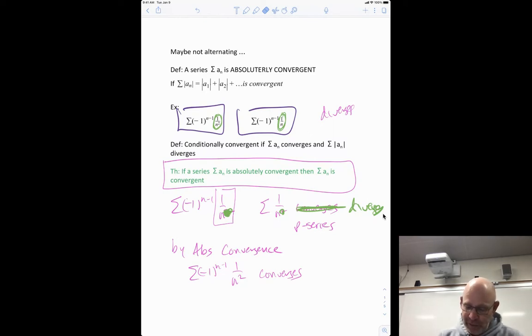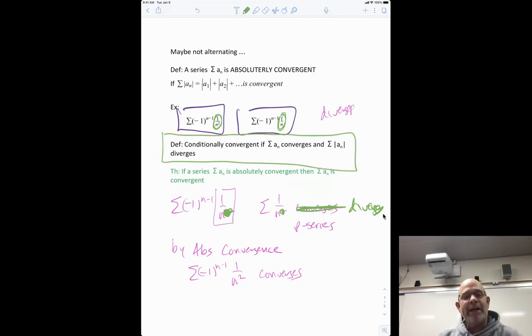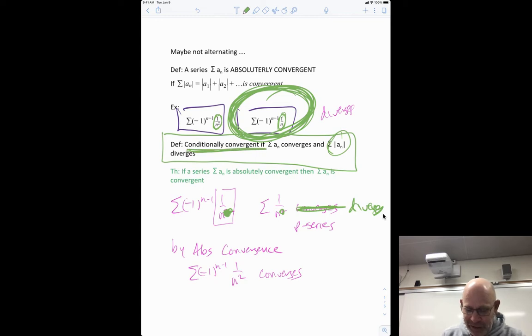So let me do a little erasing here, and we'll just circle another one. Conditional convergence is any series where it converges, like this one, that whole thing in that circle that I'm circling, that converges, right, by the alternating series test. However, if you look at the inside piece, the positive piece of it, it diverges. The absolute value diverges. That is called conditional convergence.